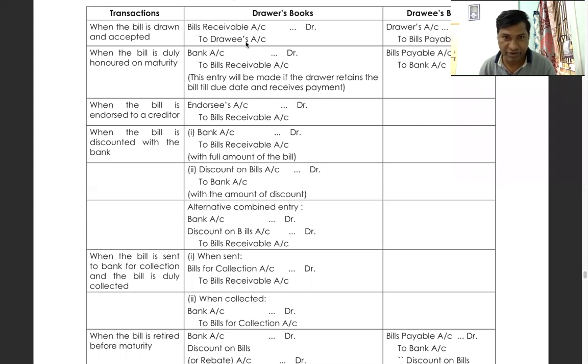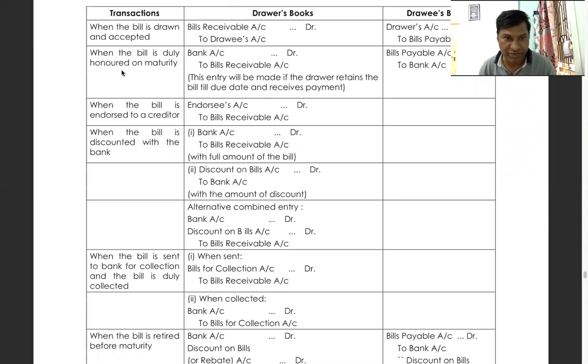Look at this contrast. Here you have written drawee and here you have written drawer. The drawer is debited in drawee's books. The drawee is debited in drawer's books. Bill receivable is debited in drawer's books. Bill payable is credited in drawee's books. Please remember this contrast carefully.